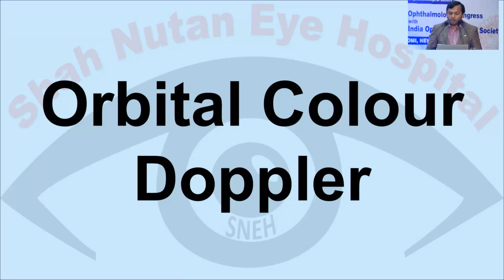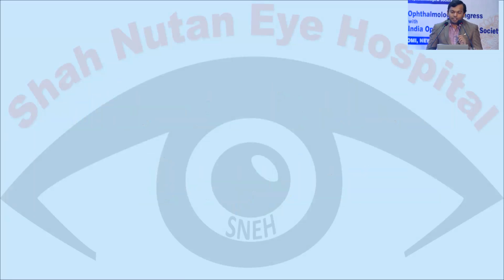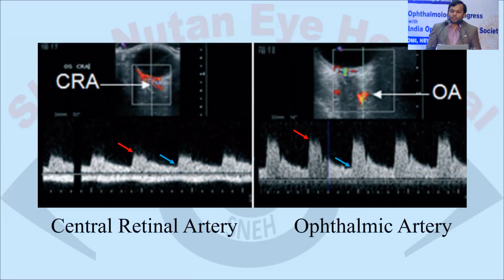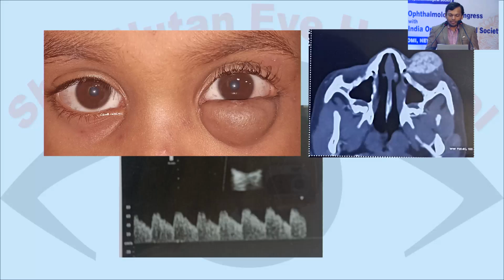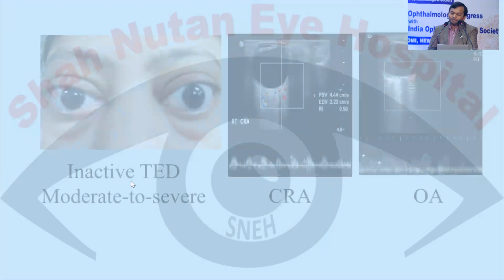Now, moving on to the perfusion studies of the orbit. Here we have orbital color Doppler. So here we can analyze the central retinal artery or the ophthalmic artery mainly. And they are localized with the help of the radiologist. So this case, again, ma'am has already shared, it turned out to be an arterial malformation, and the Doppler showed a definite arterial waveform.